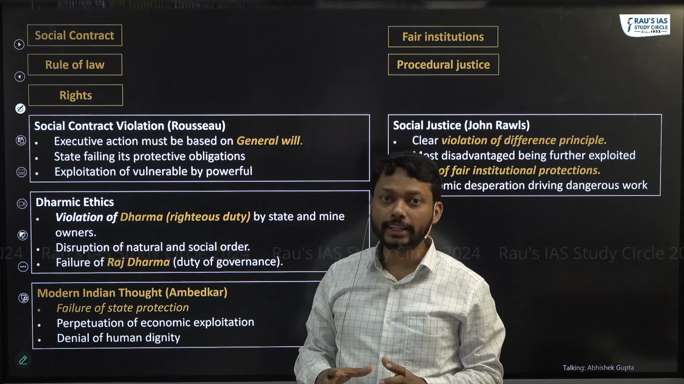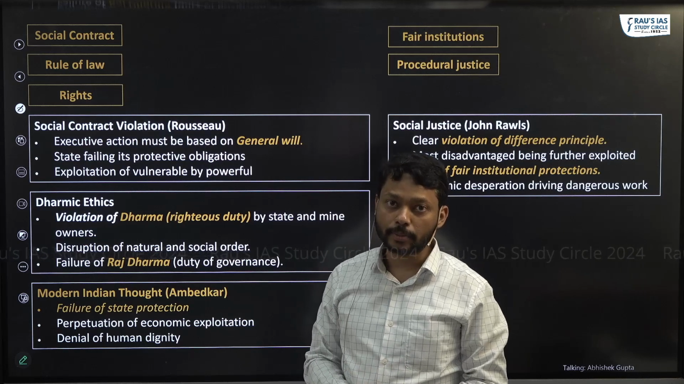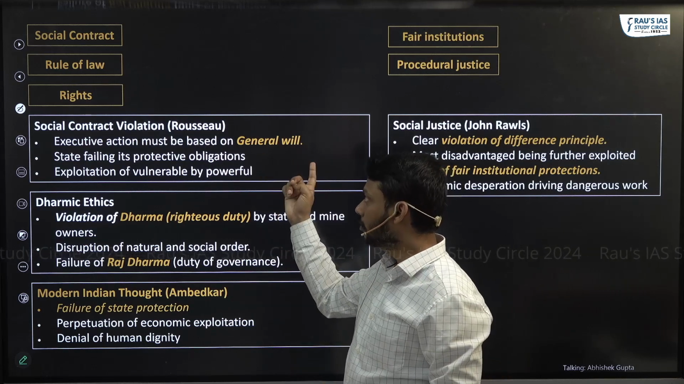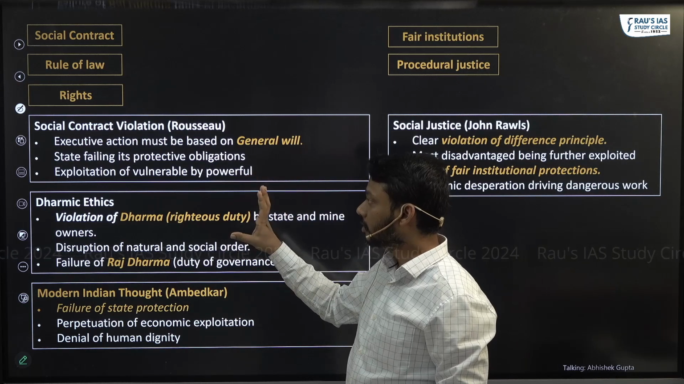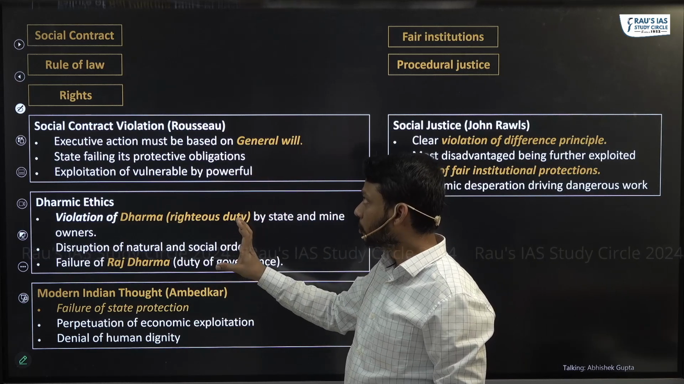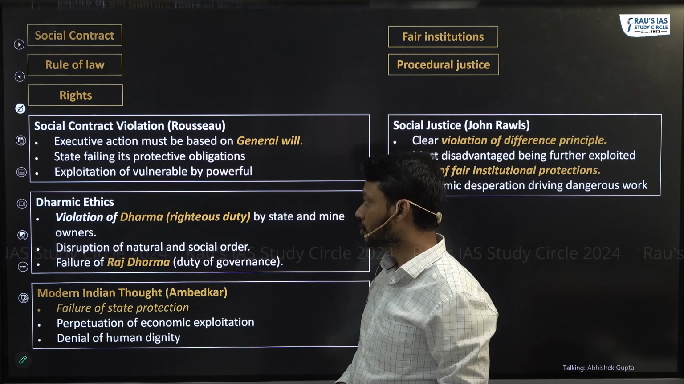The sovereignty must lie in the hand of people. That is the idea of general will. And with this contract, we can actually have the protection of the rights of people.